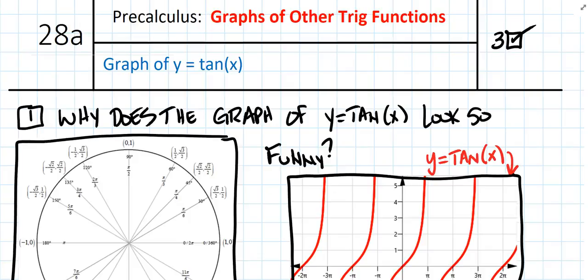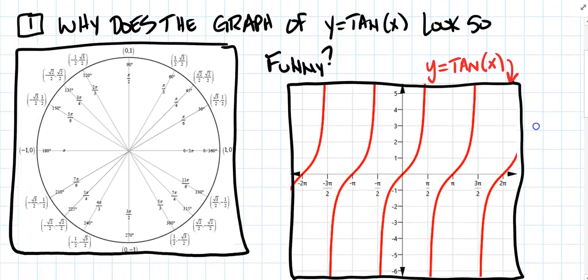Underneath graphs of other trig functions, we're going to study the graph of tangent of x, and there are 3 boxes. So the first question that I get a lot when teaching the graph of tangent is, why does the graph look so funny? If you were to plug into Desmos or your calculator or some other graphing utility the graph of tangent of x, then you would see this on the right hand side here.